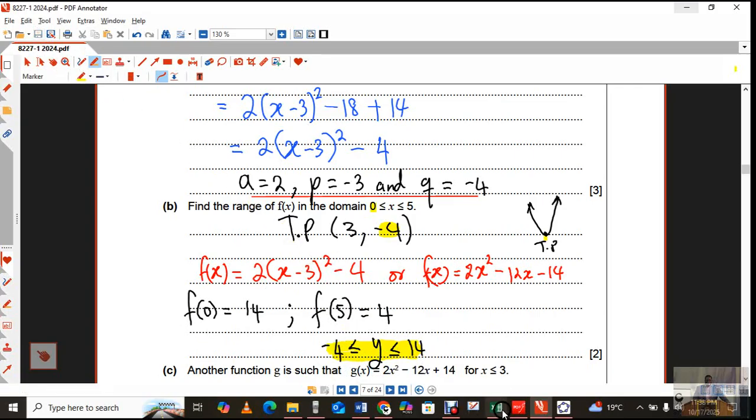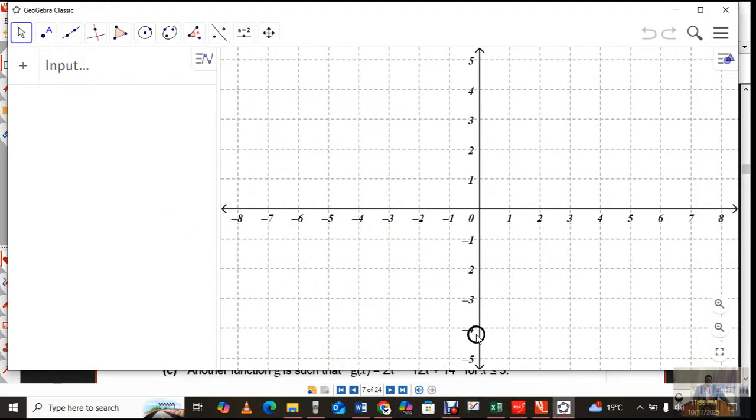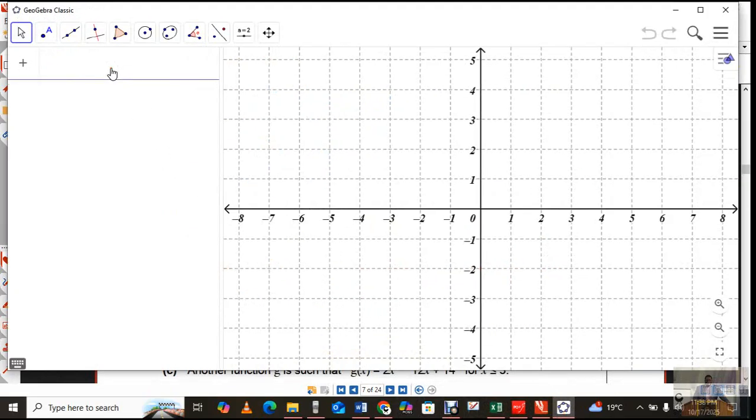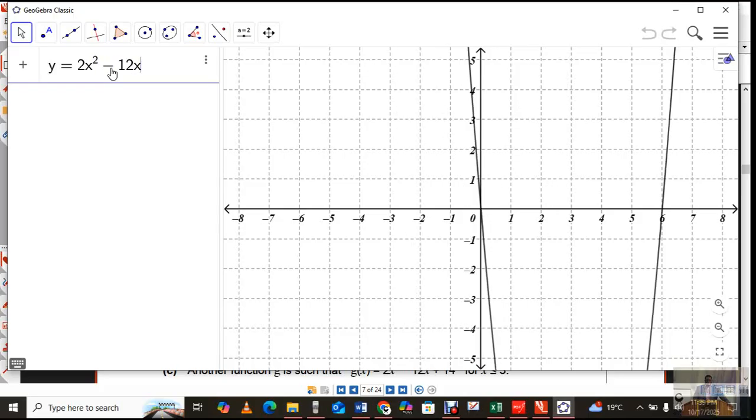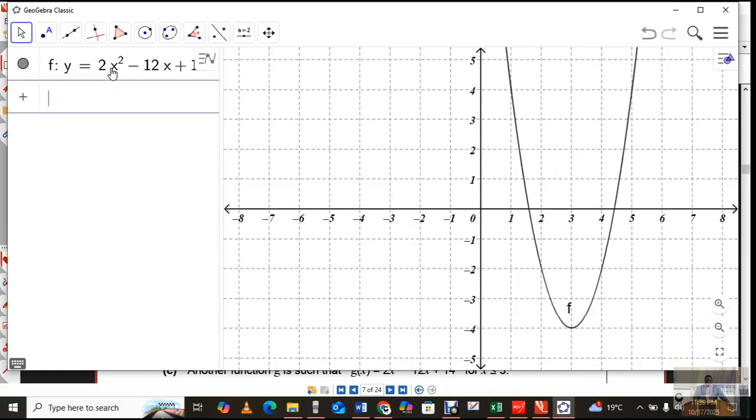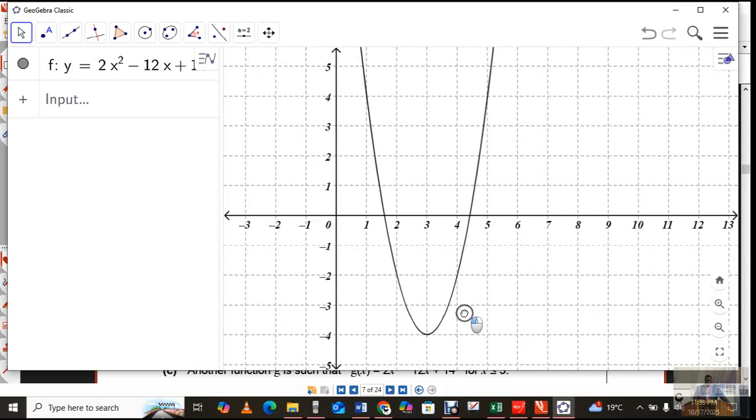So let me see quickly. If I go to GeoGebra using the software and I punch in the function here, y, let's make that a small letter. So it's y equals 2x squared minus 12x plus 14. We can call it f. So this is the graph.